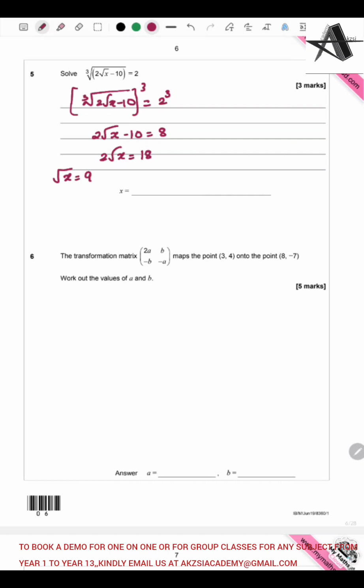Now still the root is above x and I need to do the reverse operation. That means squaring both the sides. So when I square both the sides, it will give me x is equal to 81. So the final answer is 81.